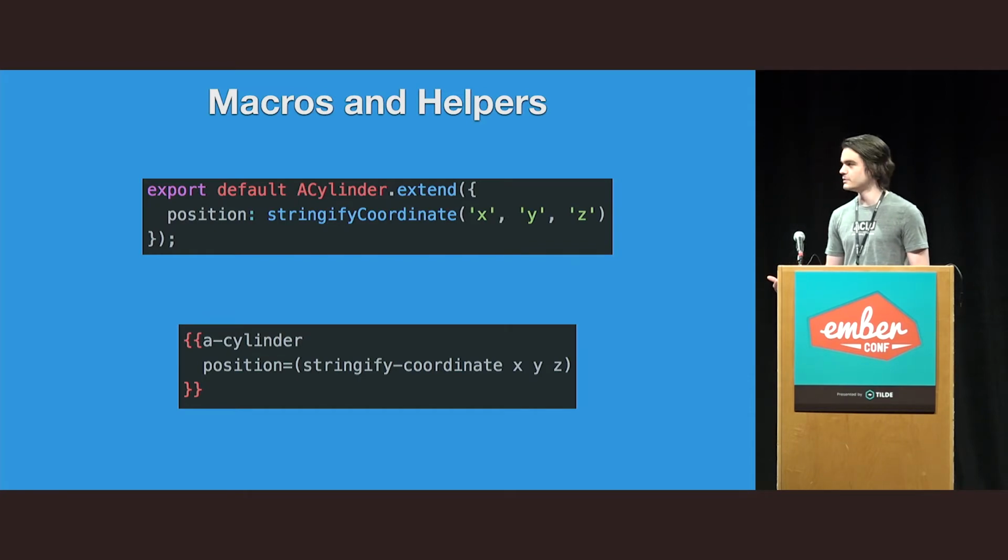Macros and helpers work great for this use case as well. These two examples are equivalent in that they build a coordinate string for you.